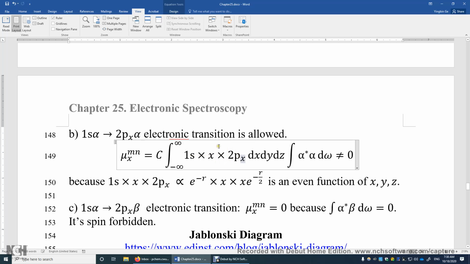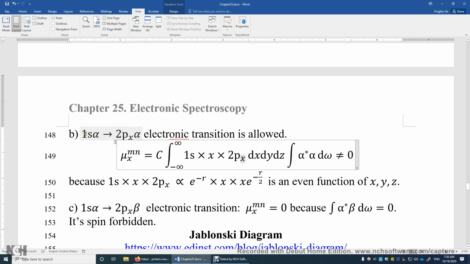So if you integrate this from negative infinity to positive infinity, the integral from negative infinity to 0 does not cancel the integral from 0 to positive infinity. They are the same. They have the same sign. They are both positive. So in this case, the x component of the transition dipole moment is non-zero. And that means the transition dipole moment vector is non-zero. And this is an allowed electronic transition.